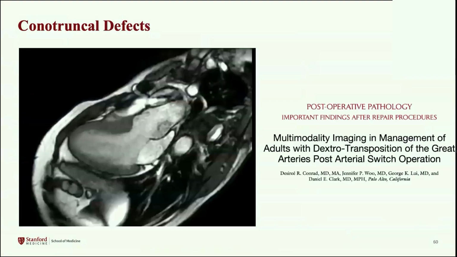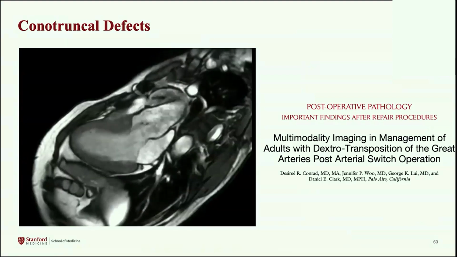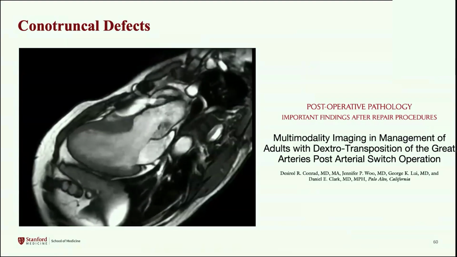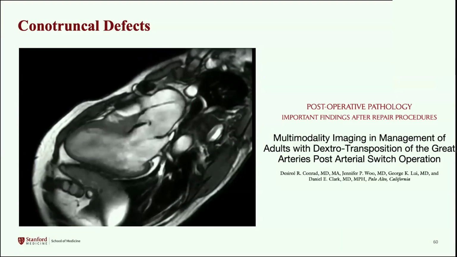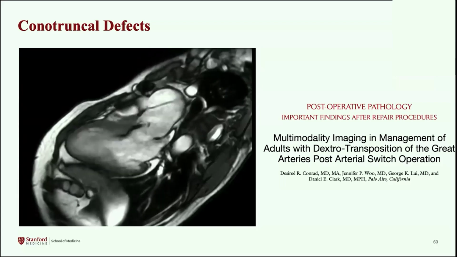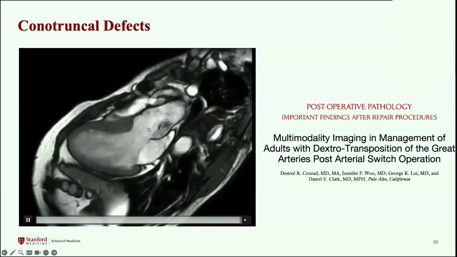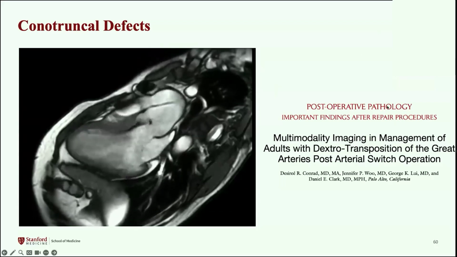With our conotruncal defects, and so these are patients with tetralogy, transposition, interrupted arch, double outlet right ventricle, we know that these patients often have concomitant aortopathy. In some studies, over 50% of patients have concomitant aortopathy, and they very commonly have eccentric jets of aortic regurgitation, as you see here in this nice case report that our first-year fellow Desiree published.